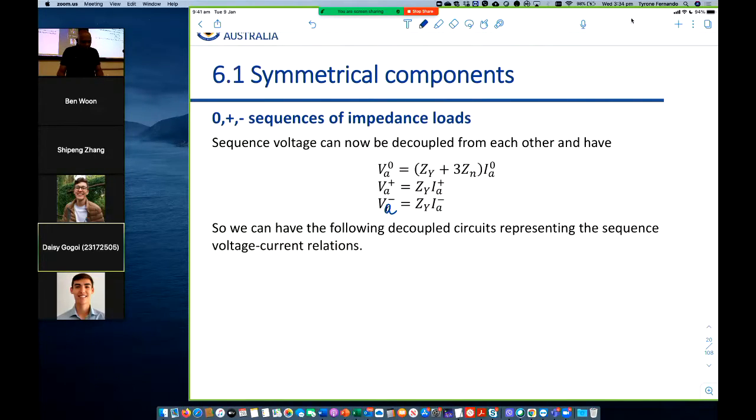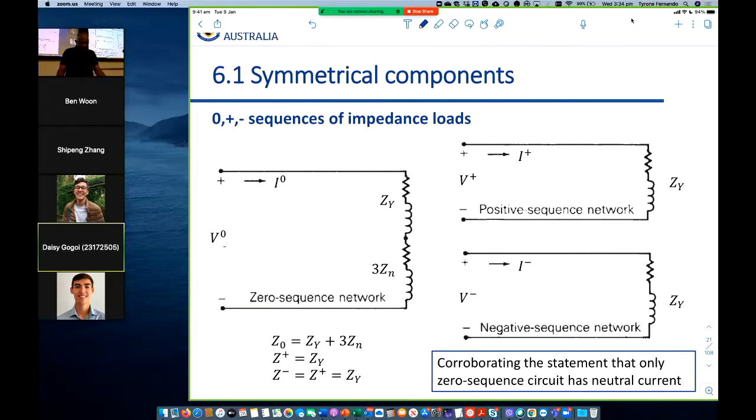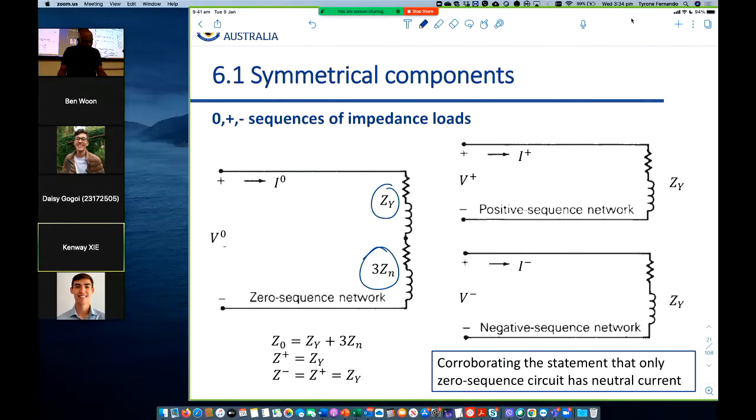Zero sequence impedance is that. Positive sequence impedance is Zy. Negative sequence impedance is Zy. So we can draw these equations, these three circuits. Zero sequence impedance is Zy and 3 times Zn. Positive sequence network is just Zy. Negative sequence impedance circuit is just Zy. Right?